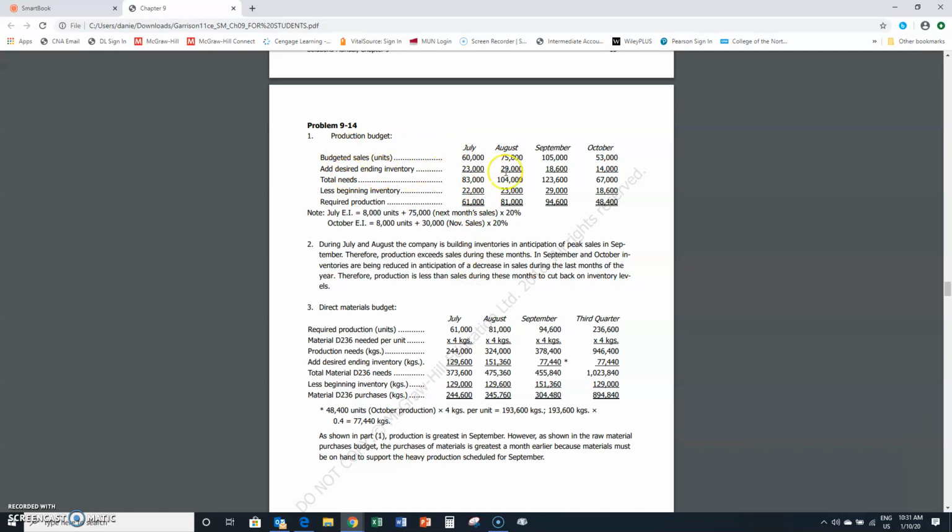They explain it, but your ending inventory is 8,000 units, but it's partly based on the next month's sales. So it's 20% times your next month's sales. So in July and August, our sales are increasing, so it's 20% of a bigger number. So your inventory is going to increase, where you're preparing for those big sale months. Whereas later your inventory is decreasing, because your sales are decreasing, so it's 20% of a smaller number. So again, you're getting ready to lower your inventory levels because sales are going to be lower.